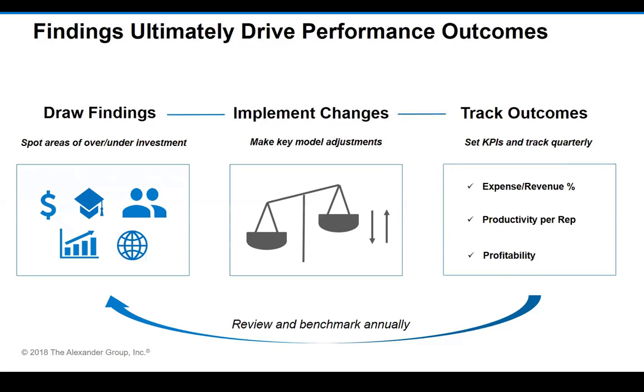Some of the key performance indicators that we recommend to our clients to track as part of a sales investment analysis are expense to revenue. So taking the total sales expense that Parker mentioned and dividing it by the total revenue. Looking at productivity per rep on a bookings or revenue basis, and in addition, looking at profitability. We recommend to our clients that they review and benchmark this on an annual basis to understand how their key model adjustments are impacting their sales growth and productivity on a regular basis.